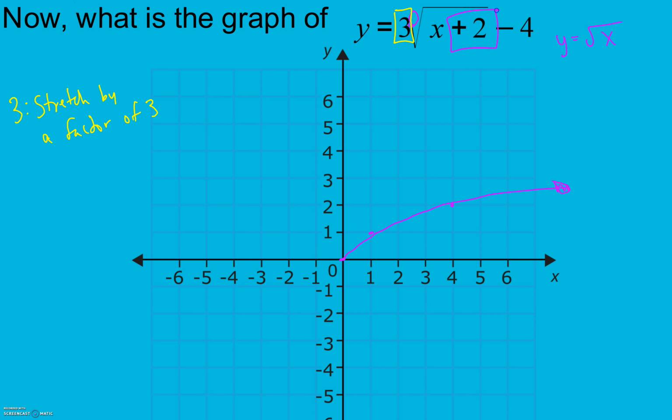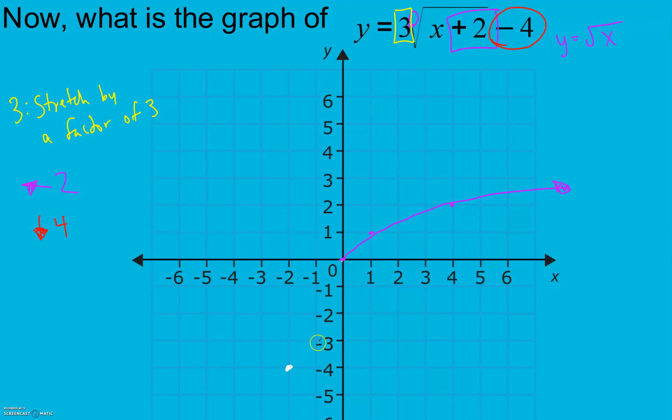I'm going to go left 2, and I'm going to go down 4. And these are all my translations. So from my parent function, I'm going to go left 2 because of the plus 2. I'm going to go down 4 because of the minus 4 afterwards. And that's going to be my new base point.